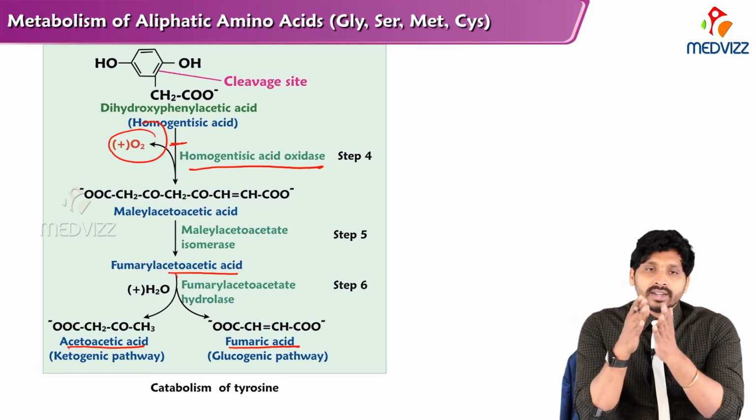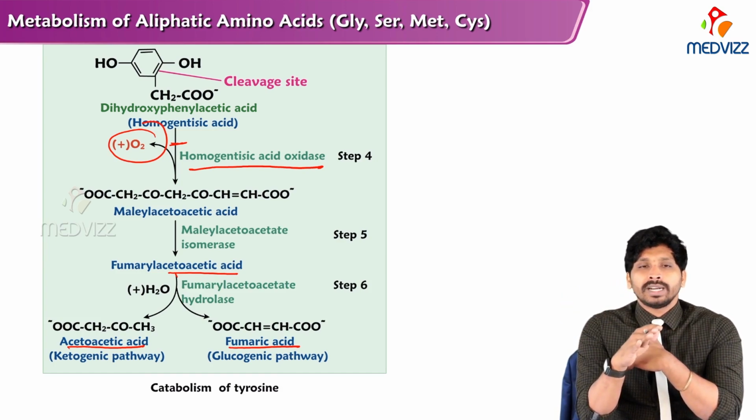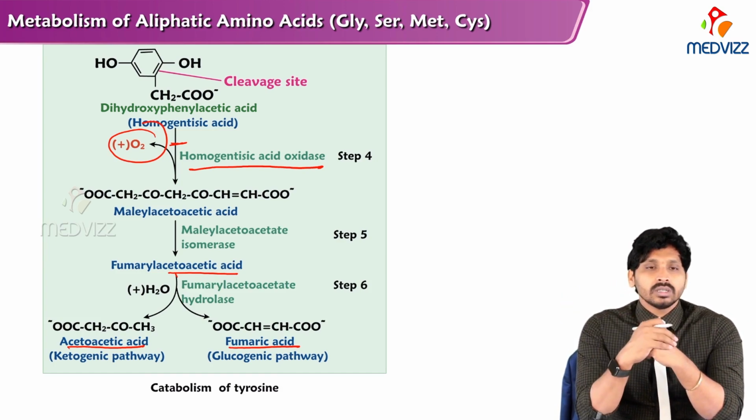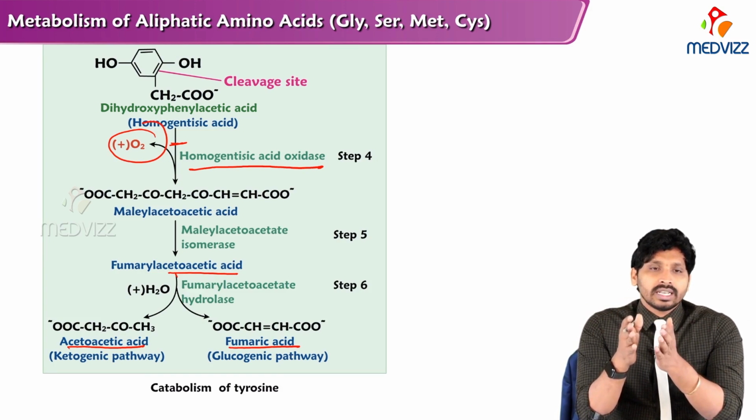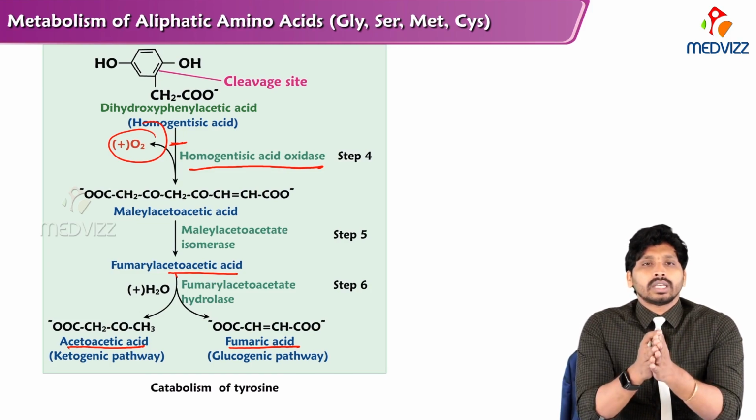The fumarate part enters the TCA cycle and forms oxaloacetate, and oxaloacetate comes out of the mitochondria and participates in gluconeogenesis, and the leftover acetoacetic acid enters the ketogenic pathway. So that's all about phenylalanine and tyrosine catabolism.